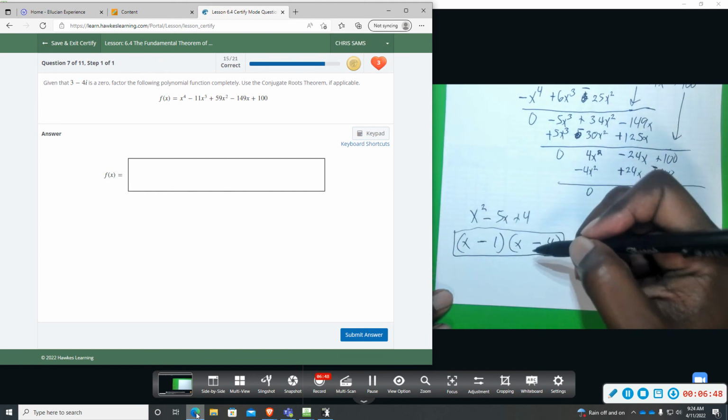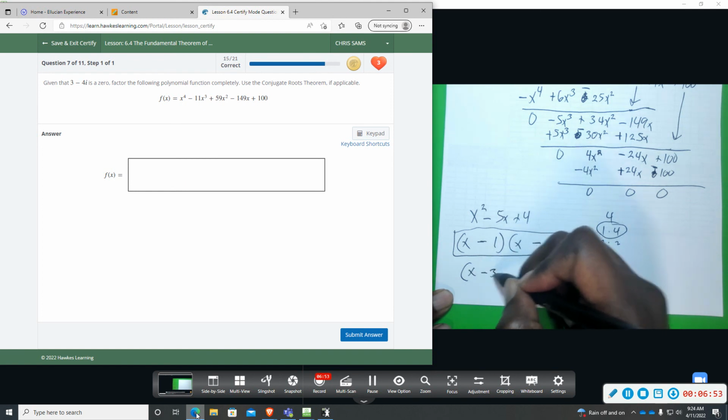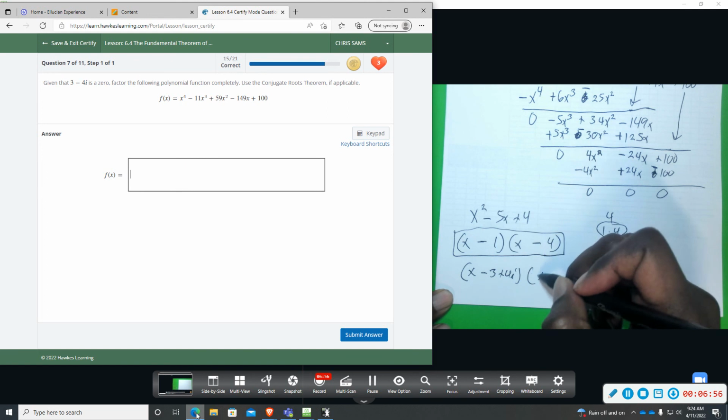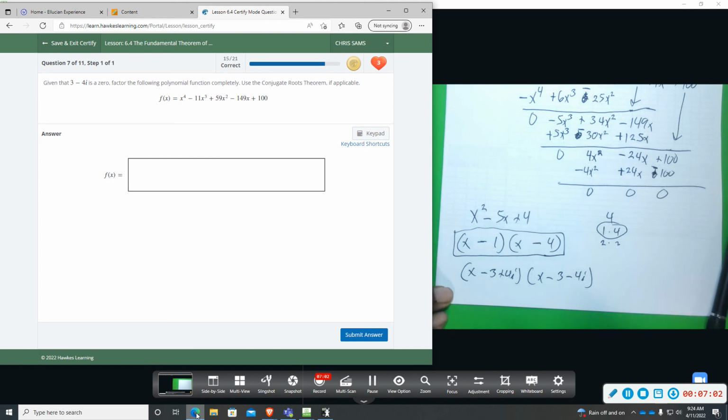And we're going to combine that with the factors that we had at the very beginning. So that was x minus 3 plus 4i, and x minus 3 minus 4i. So these are all the terms completely factored. So x minus 1, x minus 4, x minus 3 minus 4i, and then x minus 3 plus 4i.